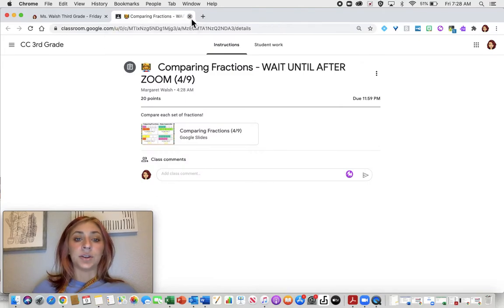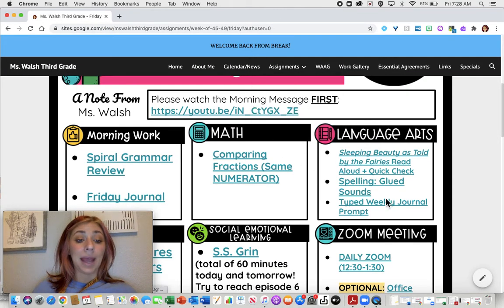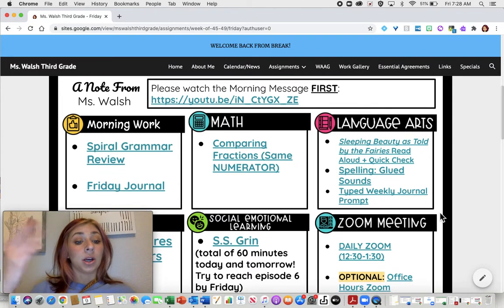And you can see I ask for you to wait until Zoom, my A and C groups. That way we can talk about same numerators and comparing those before you complete that job.